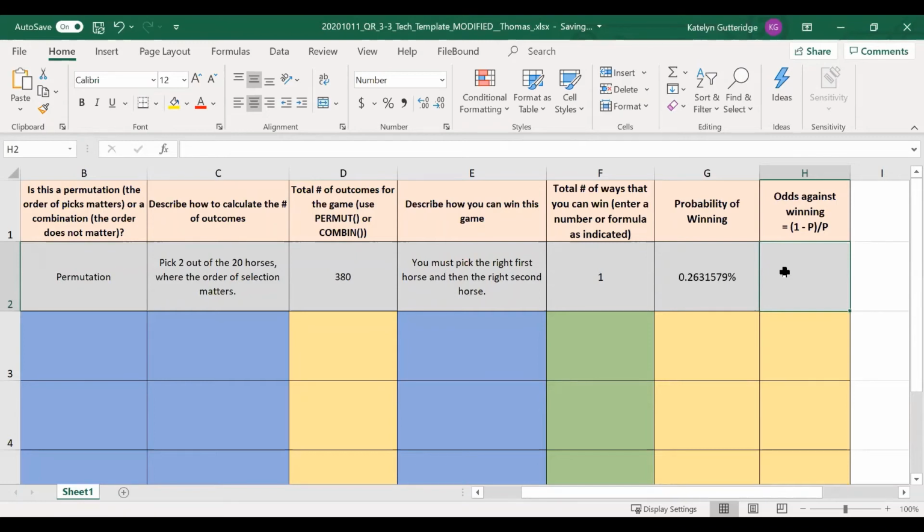To calculate this in Excel, I do want you to use an Excel function to do this. We will follow that equation we see up there. We'll do parentheses 1 minus our probability, and then we will divide that by our probability again and hit enter. And then you can see it's 379. So since we had one way of winning, that means we have 379 ways of losing. So this one here, this is not very good odds. More than likely you would lose this scenario if you were to bet on this.